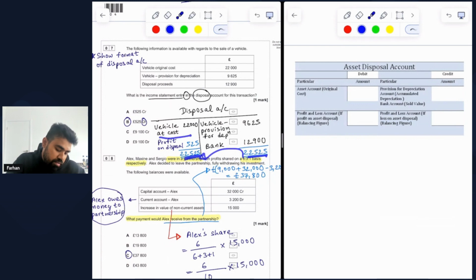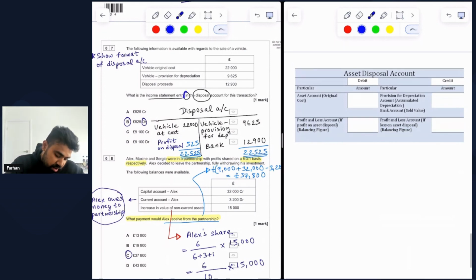So if the cost of the vehicle is $22,000, then the amount left behind is $525, and that should be the profit on disposal based on the format that we have here. So we have made a profit on disposal of $525 for this vehicle that we have sold. Now, the question is asking, what is the income statement entry in the disposal account? So in the disposal account, you can see that 525 is on the debit side. All right. And therefore, on that basis, the correct option to select would be option number B, which is £525 debit. Okay.